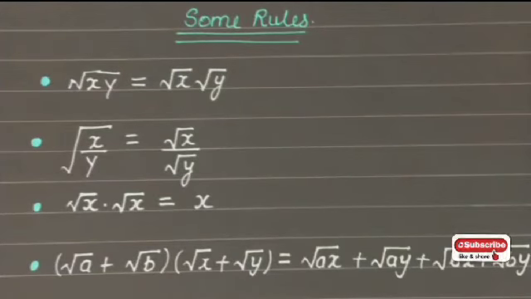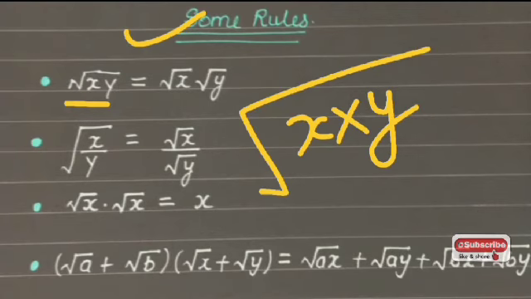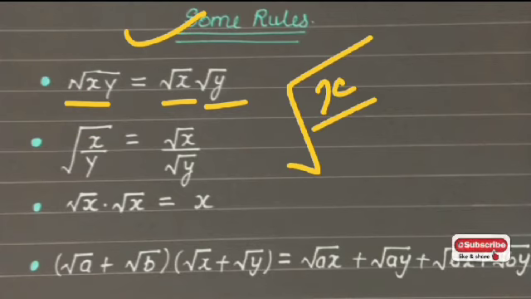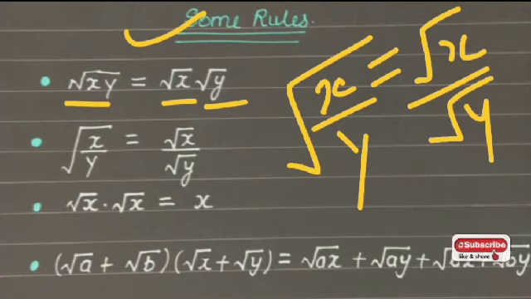Okay friends, now we have these rules. What are the rules? Root of x into y means x into y is a multiplication and the root is on the product of x and y. So what is the rule? If x into y is a multiplication under root, then we can write it as root x into root y. We can put separate roots on both these numbers. Similarly for division also, root of x by y must be equal to root x upon root y. Means we can give separate roots to both the numbers.